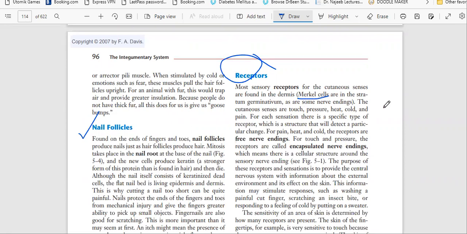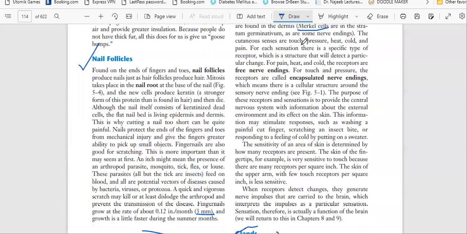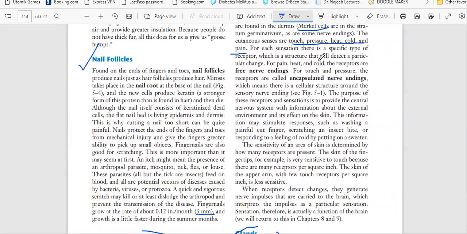Merkel cells are in the stratum germinativum, as are some nerve endings. The cutaneous senses are touch, pressure, heat, cold, and pain. For each sensation, there is a specific type of receptor, structured to detect a particular change. For pain, heat, and cold, the receptors are free nerve endings.